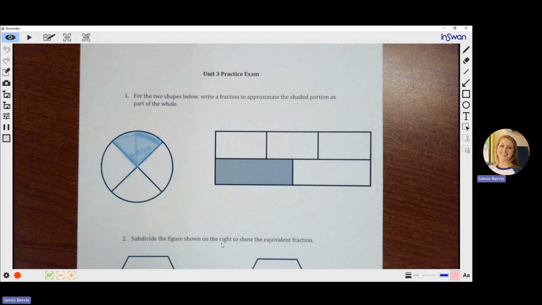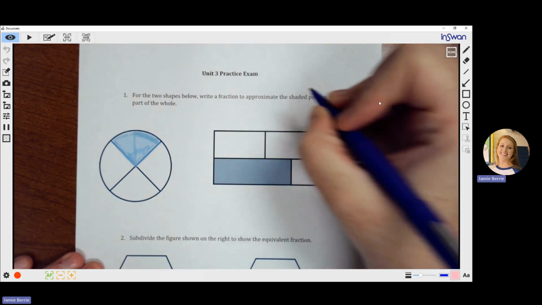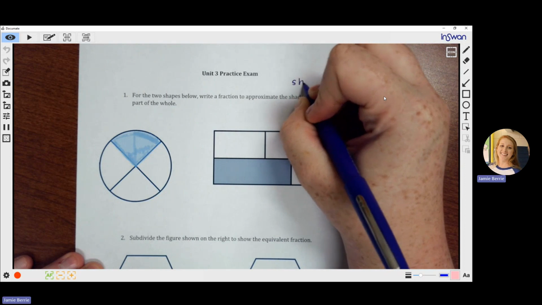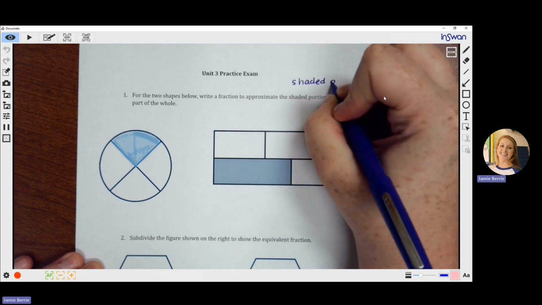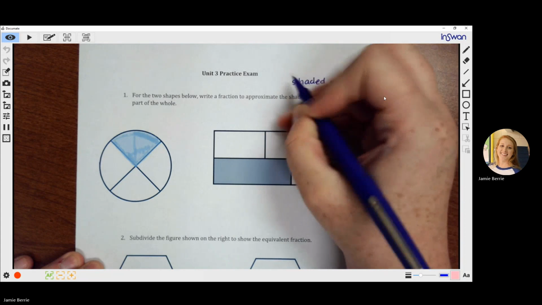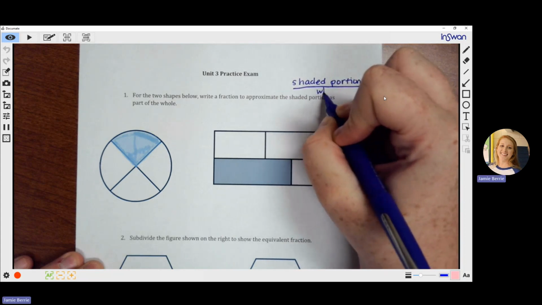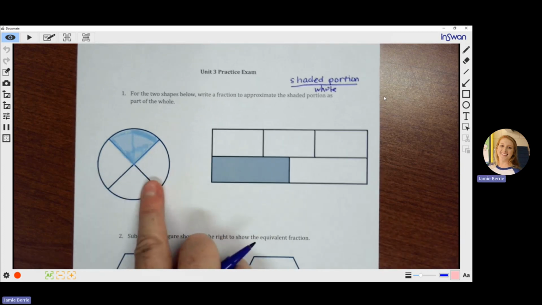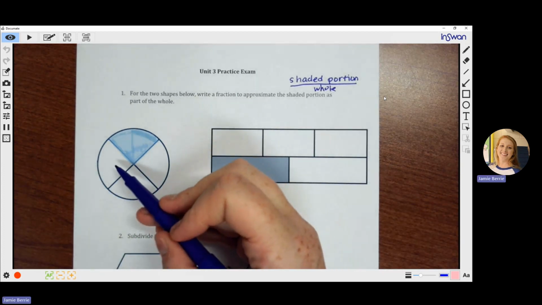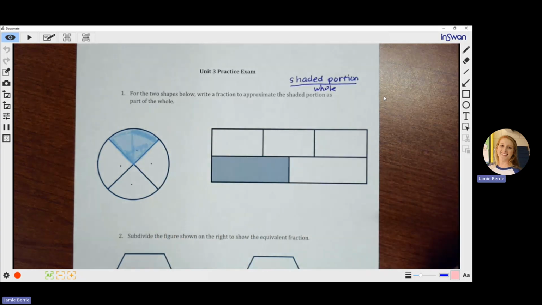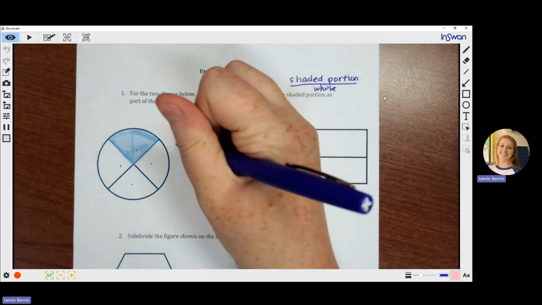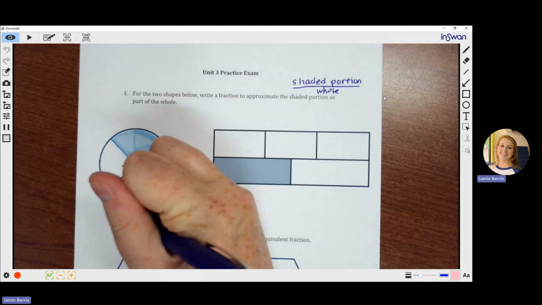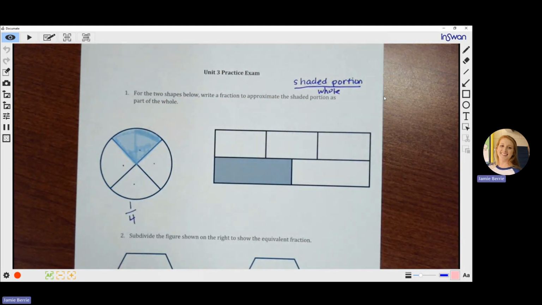All right, so the first question says, for the two shapes below, write a fraction to approximate the shaded portion as a part of the whole. So they're asking us to write the fraction as the shaded portion over the whole. For the circle, we can see that it's been broken up into 1, 2, 3, 4 parts, and one part is shaded, so that's 1/4.